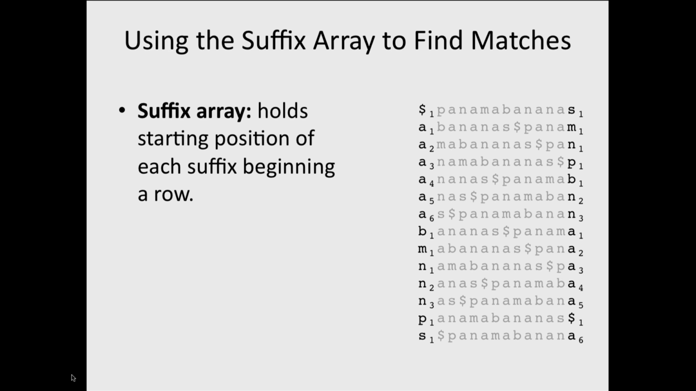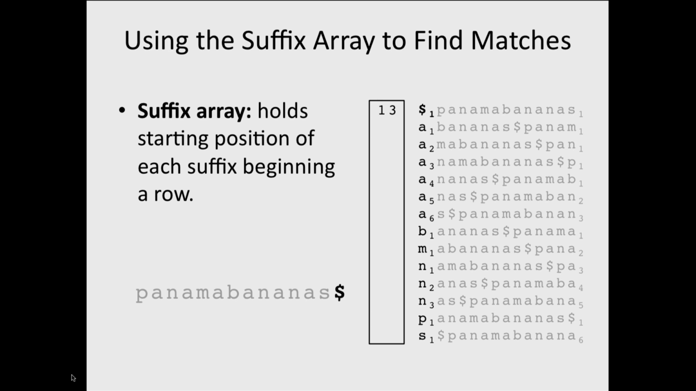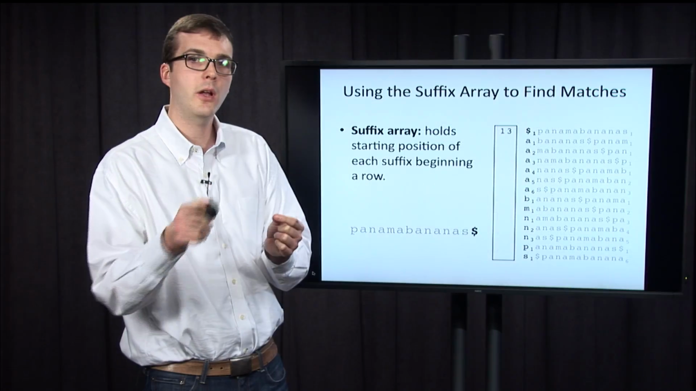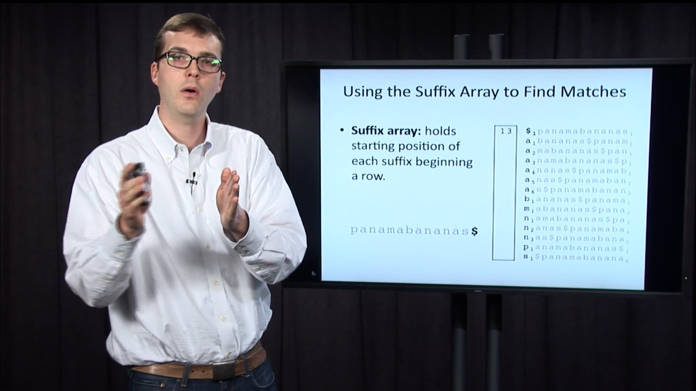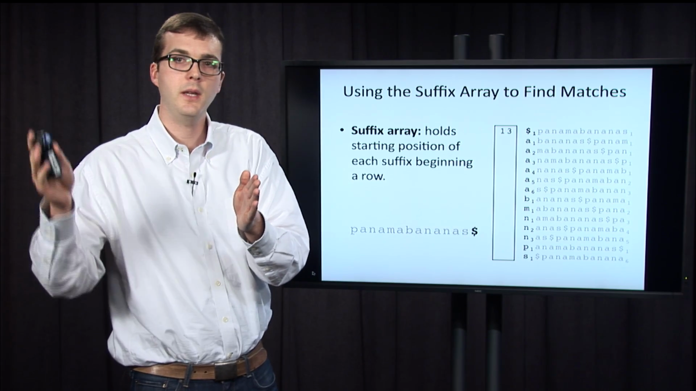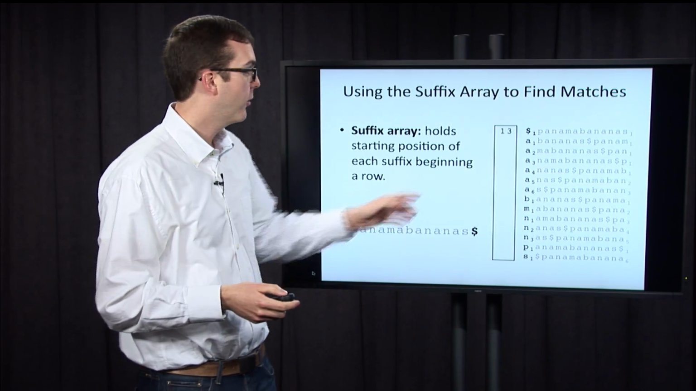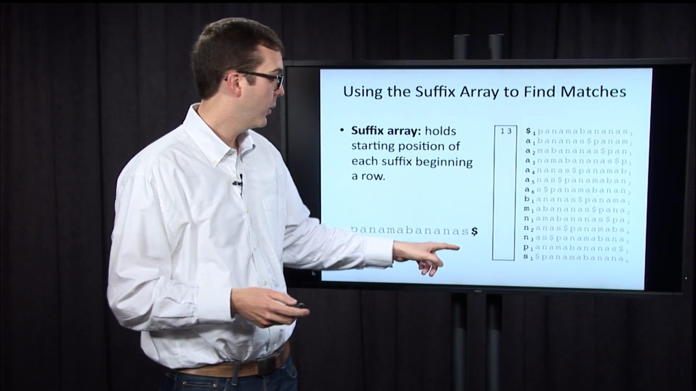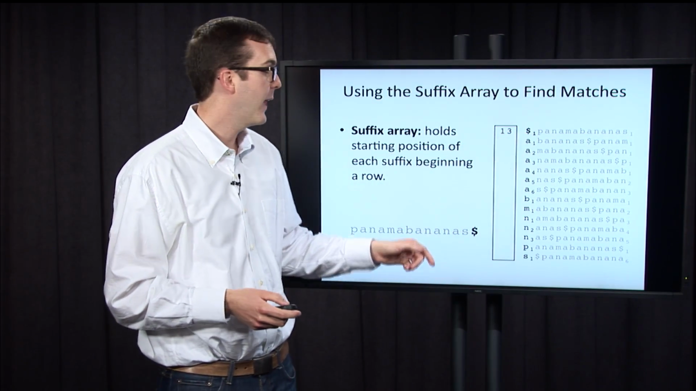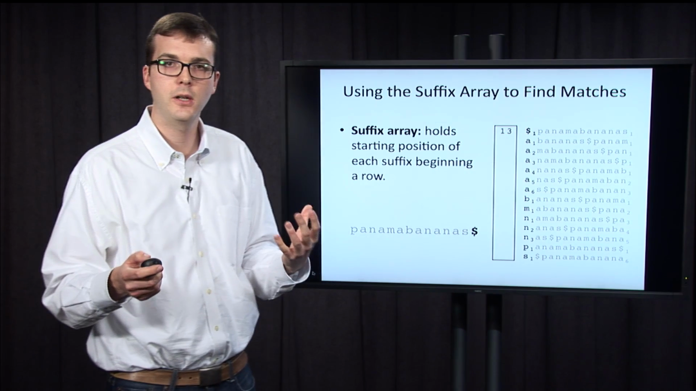What do I mean by a suffix beginning a row? Well, each row of the Burrows-Wheeler transform corresponds to a cyclic rotation of our original string. Okay, so if it's a cyclic rotation, then that means that you can walk to some point and reach the $, and that walking corresponds to a suffix. So the first row is just the $. So it's the suffix that ends the string, and that's in position 13, so we put a 13 on that row.